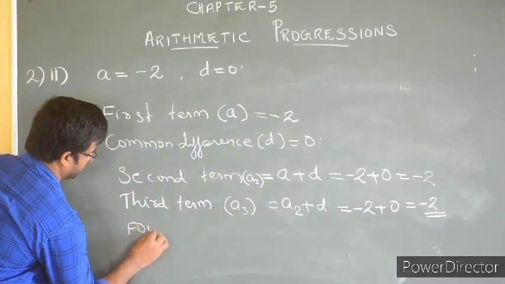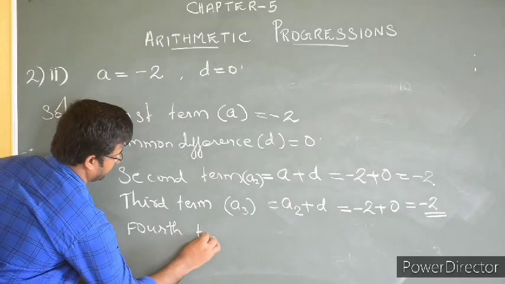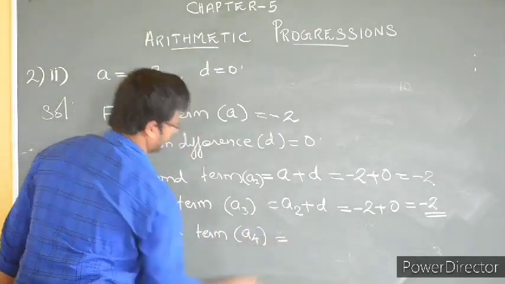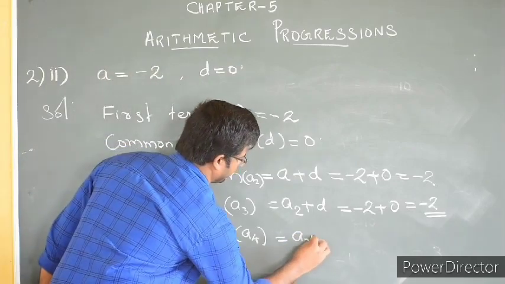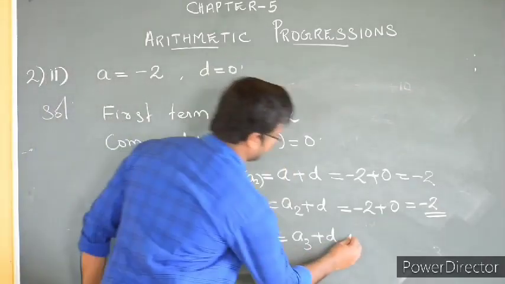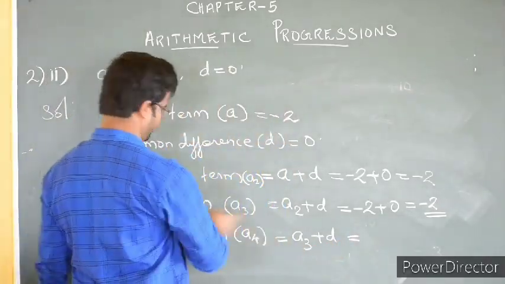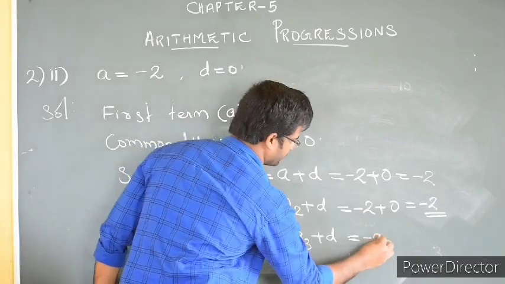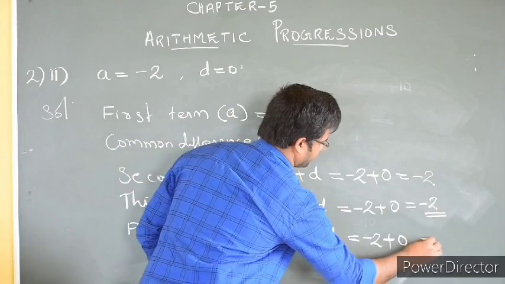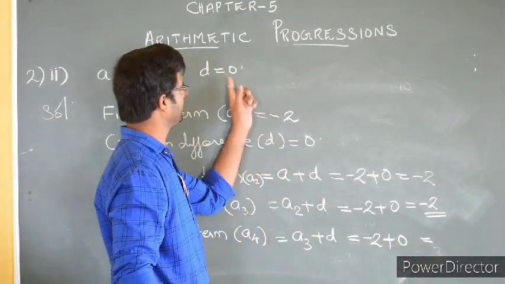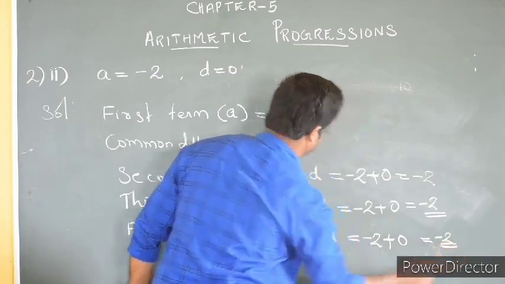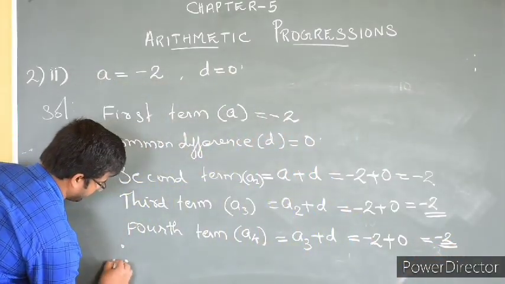Then fourth term, that is A4. A4 means A3 plus D, third term plus common difference. What is A3? A3 already got it. That is the third term, that is minus 2 plus D. D means 0, D already given in the question. Minus 2 plus 0 is minus 2. Same.